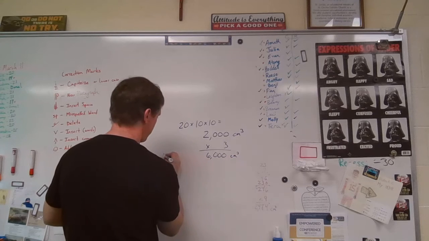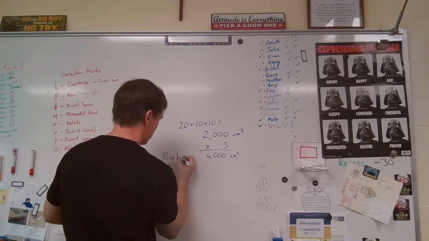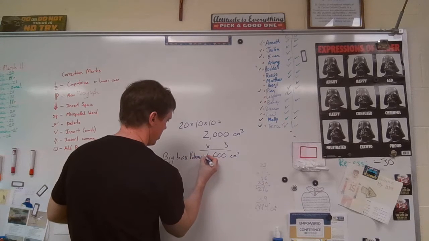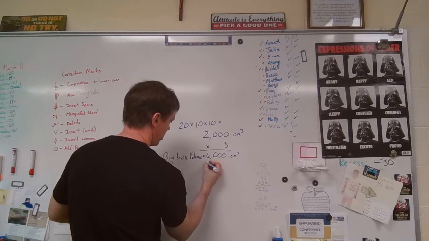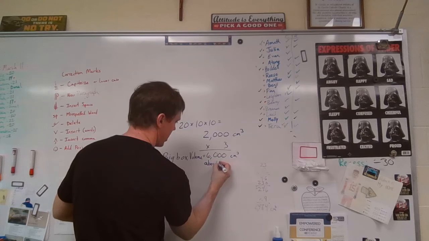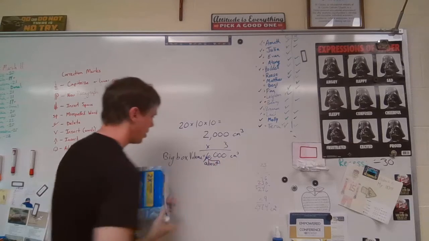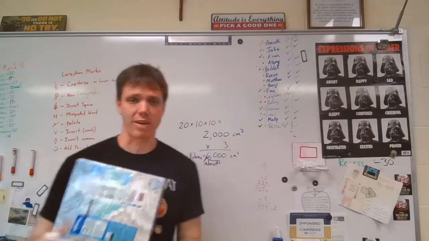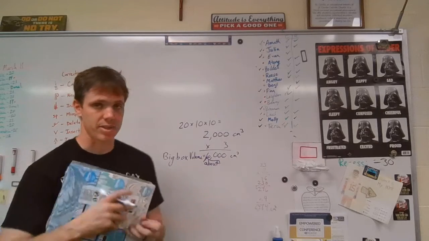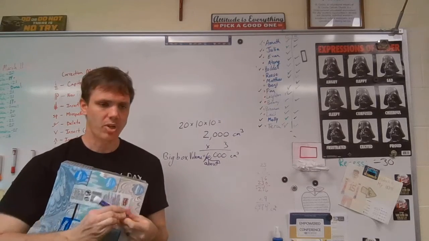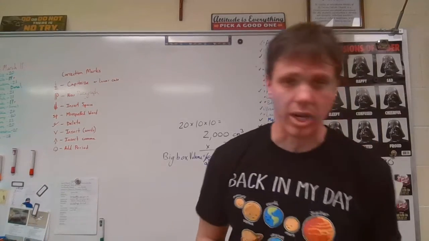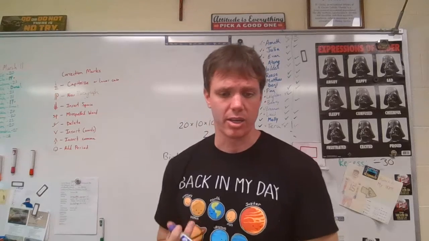So we would say big box volume equals about 6,000. Okay, so a big box that can hold these 3 smaller boxes would have a volume of about 6,000 centimeters cubed. All right. So for this assignment, like I said, they will oftentimes give you the volumes.